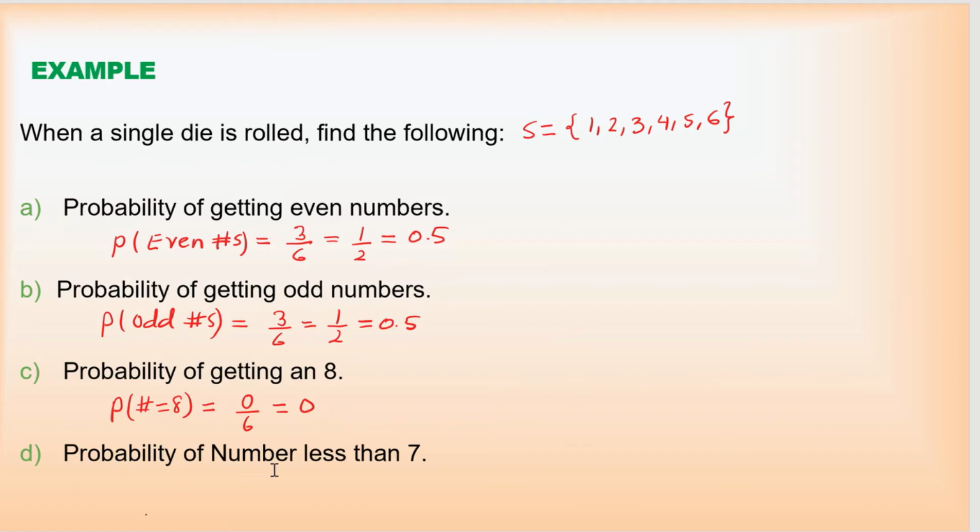Next, we have to find the probability that the number is less than 7. Here, how many numbers are less than 7? There are 6 numbers which are less than 7 out of 6, which is equal to 1. So the meaning of that is the probability is 1. Meaning the event is definitely going to happen. Whenever you roll a die, you'll always get a number which is less than 7.